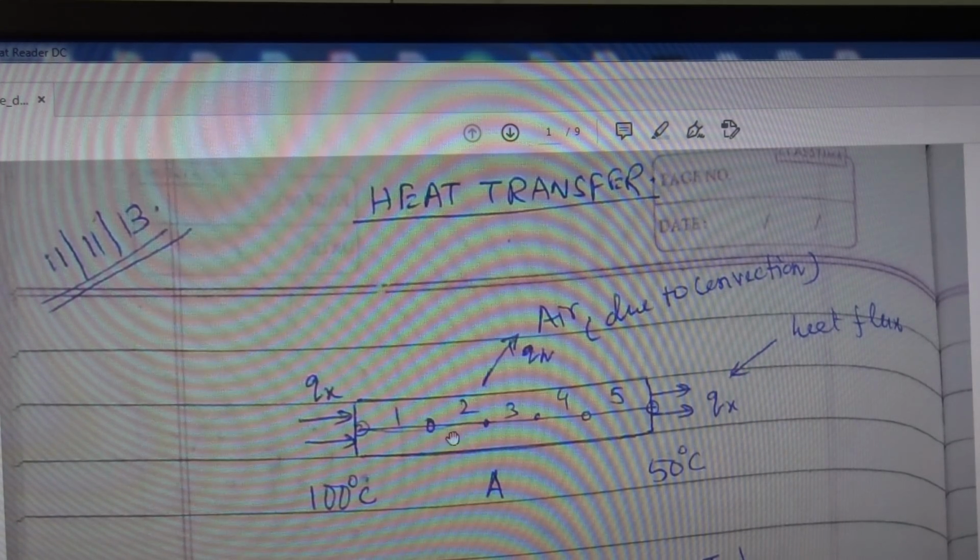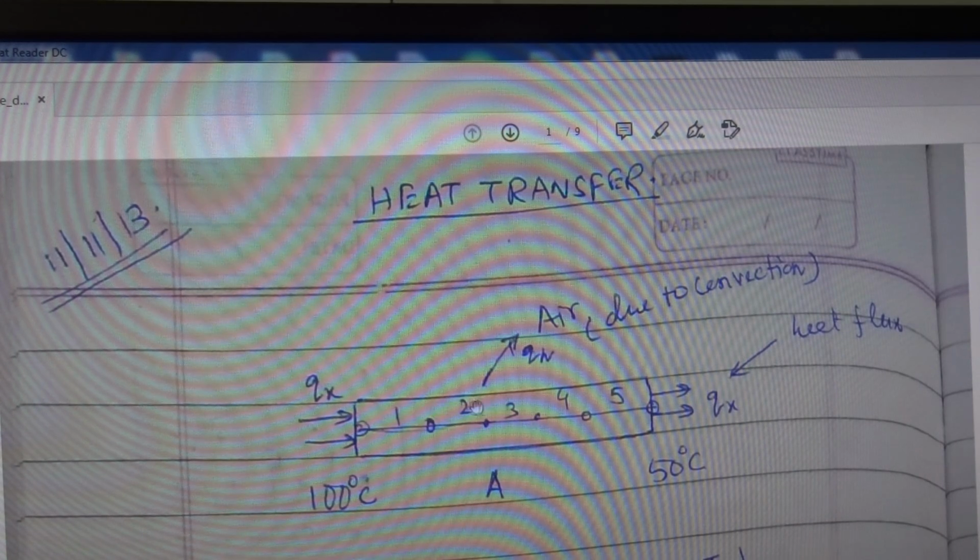So simply I start from the analysis of the question. This one is the analysis of a one dimensional heat transfer problem in which the bar is shown in the figure. It has been divided into a number of elements, 1, 2, 3, 4, 5. Here suppose 5 elements and 6 nodes.